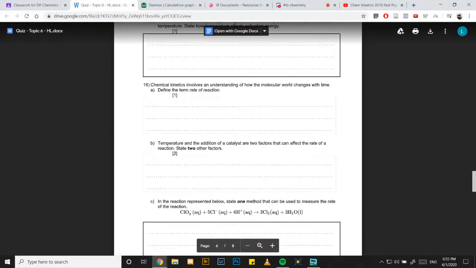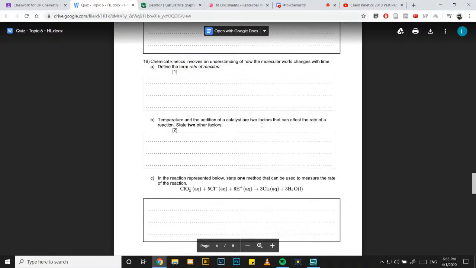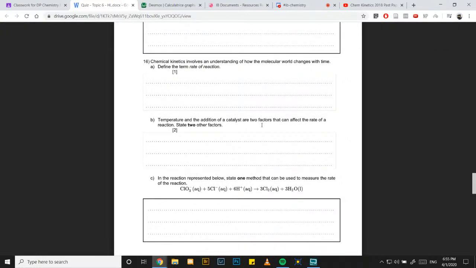Cool. So chemical kinetics involves understanding how the molecular world changes with time. Define the rate of reaction. So the rate of reaction is the speed at which the reactants in a reaction are converted into products.